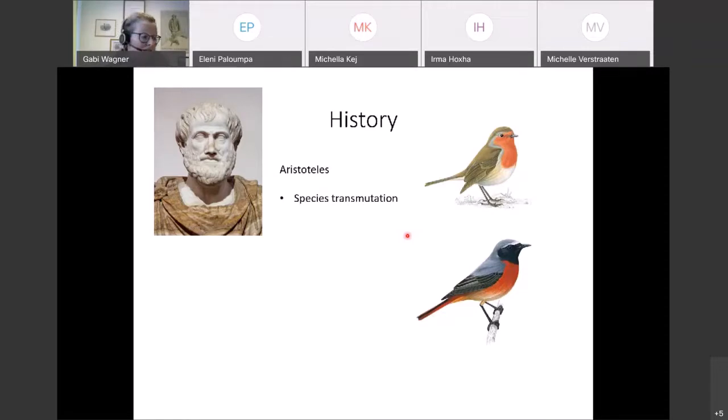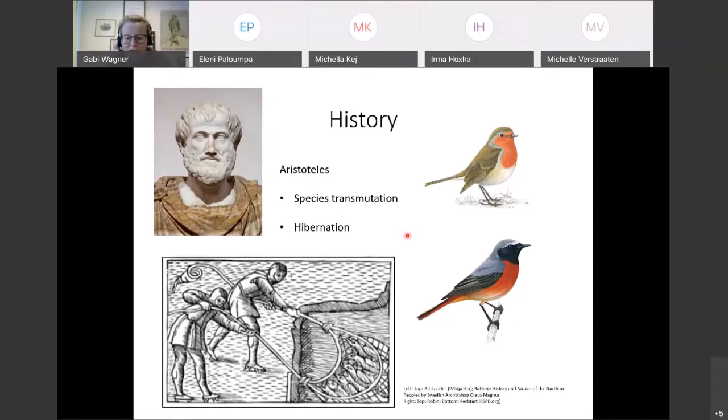Another idea he had was that the animals hibernate, and that is, of course, something some animals do, but not, as he thought, the swallows. So he gave very detailed descriptions about how the swallows disappear into the mud of the lakes and into the swamps. And without questioning this any further, this idea had been propagated over hundreds of years in natural scientific books and teachings.